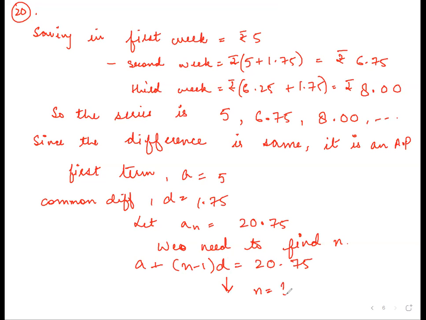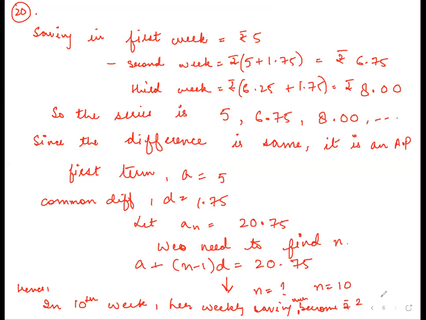Whatever n you get, in that week you will write a line. I think n will come out to be 10. It's given in the answers. So n will be 10 here. So you will write: hence in 10th week, her weekly saving will become rupees, how much? 20.75. Yeah, 20.75.